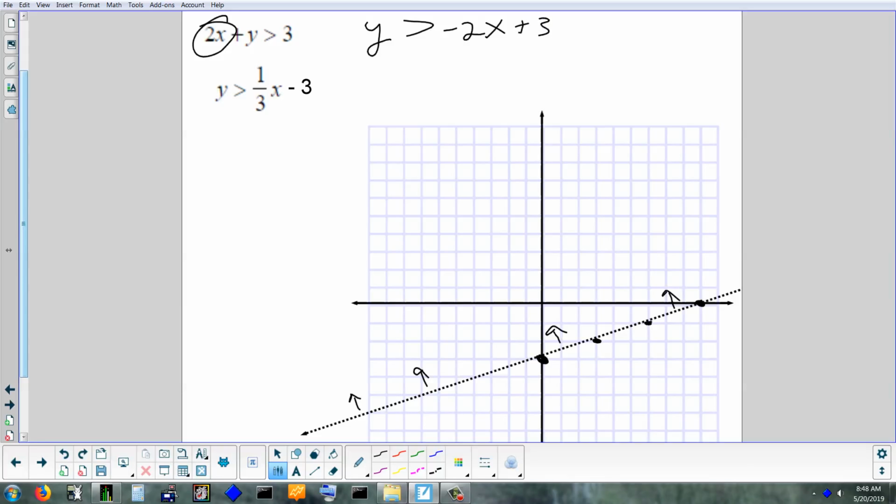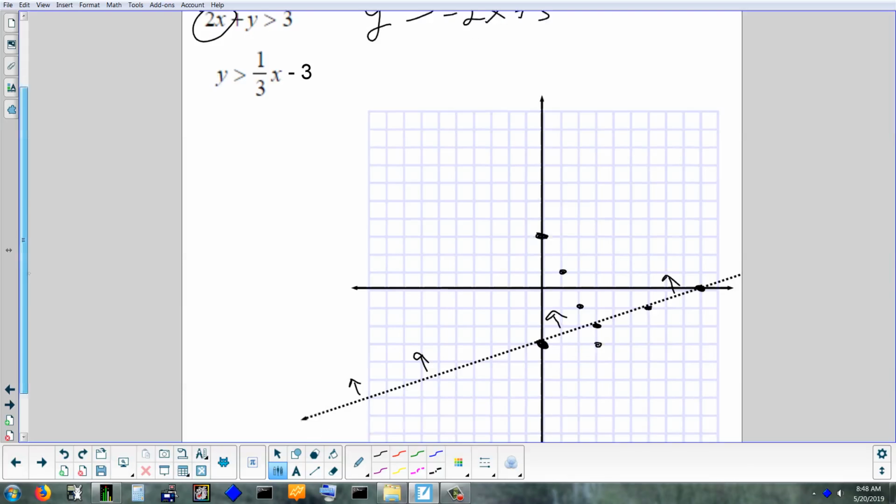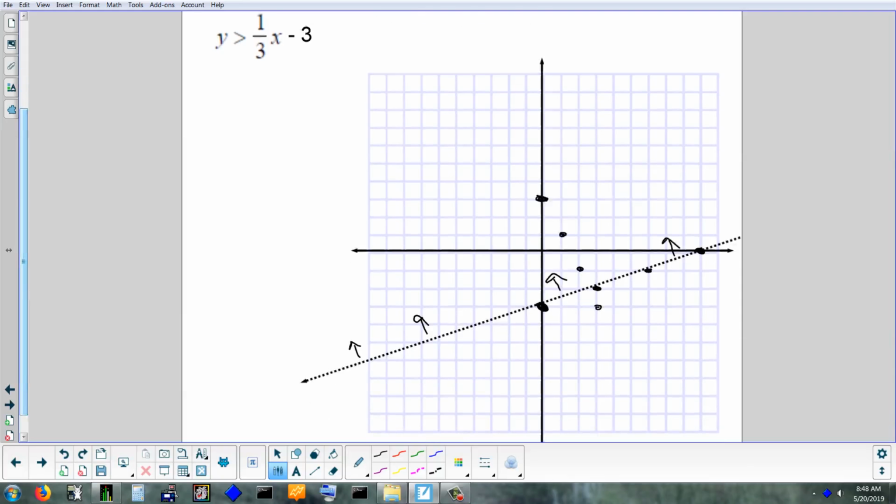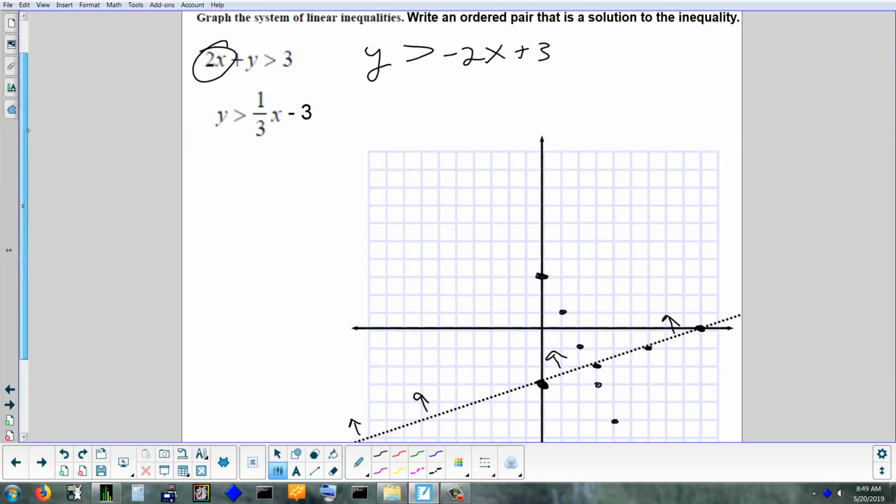Go down 2 and over 3. Nope. First thing we've got to do is start with your y-intercept. Go to 3. Right now. So go to 3. Now what? Go down 2, right 1. Now it doesn't matter if you get a dot right on the line. Just keep going right through the line. Down 2, right 1. That's enough. Solid or dotted?